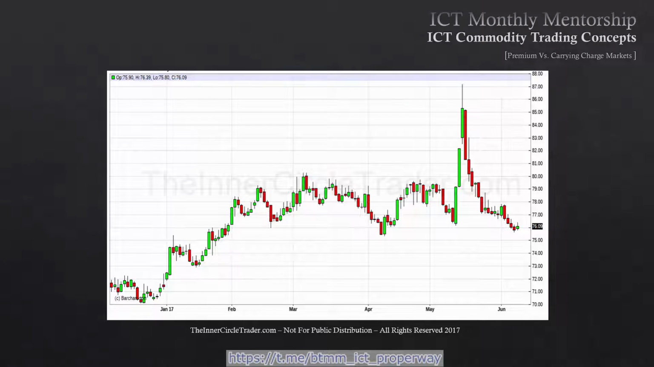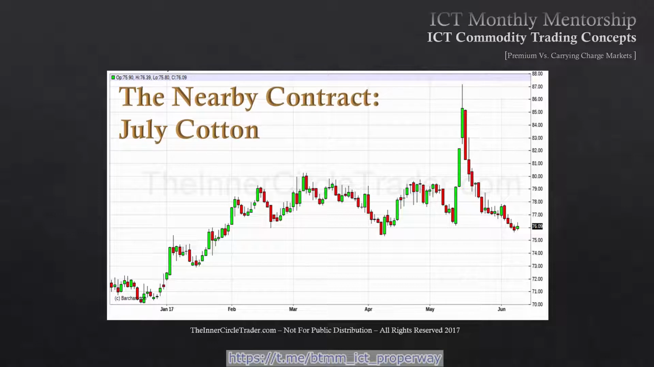Okay, so we're looking at the daily chart of the nearby contract for cotton. We're represented by the July contract. And I want you to take a look at price. Obviously, when we look at commodities, nothing is different in terms of how I look at price action. Everything is based on PD arrays, premium, discount.